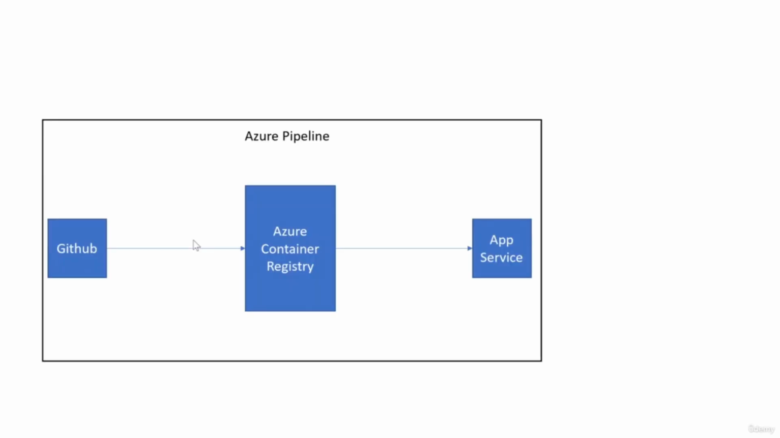Okay, so in this particular chapter, we'll use the Azure pipeline to create our CI/CD. The first thing that we'll do is connect our GitHub to our Azure Container Registry using Azure pipeline. And once we've done that, we will use that image that we've stored in our container registry to push it into our app service. And this too shall be done using Azure pipeline. So let's see how we can do this.